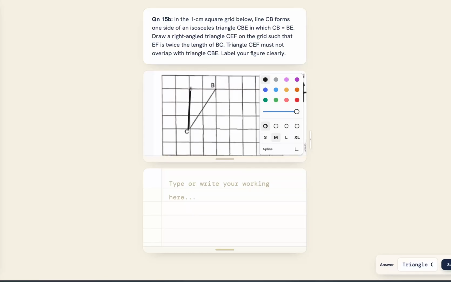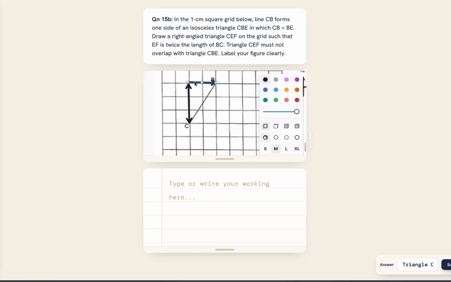That means this line over here, so we will have to create a right angle triangle. And we need to count how many units in this sense over here. So for the height, it is 3. And for the base, it is 2.